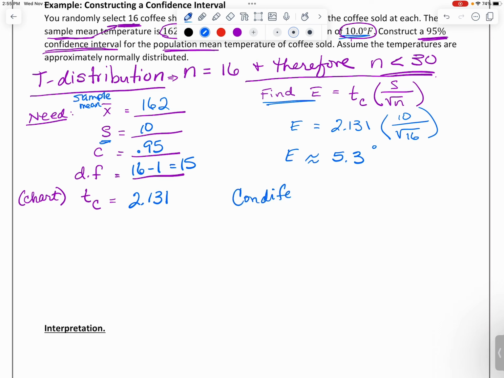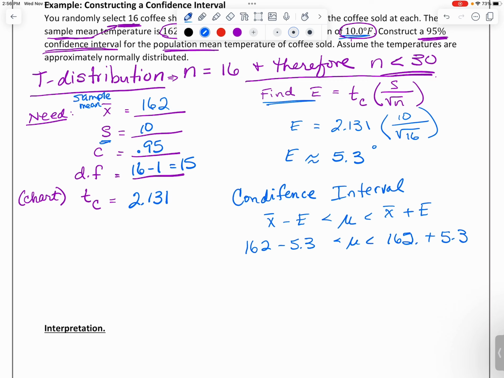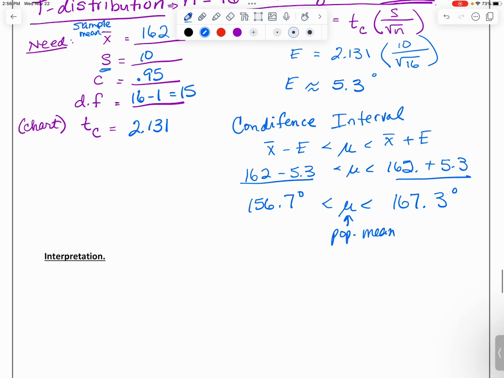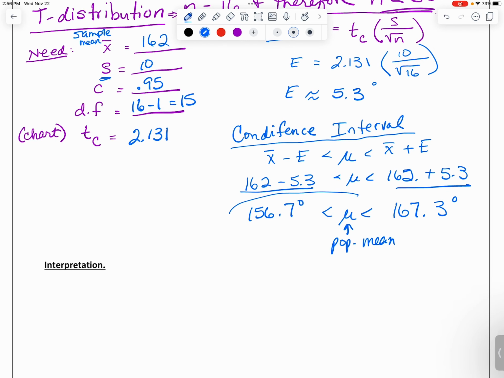Okay. Then we're going to build the confidence interval. And that is the formula, again, x bar minus E is less than mu, which is less than x bar plus E. So my x bar was 162. We're going to subtract 5.3, and we're going to add 5.3. If I do that, then my mu, remember this is your population mean, is between 156.7 degrees and 167.3 degrees. And that's your confidence interval.